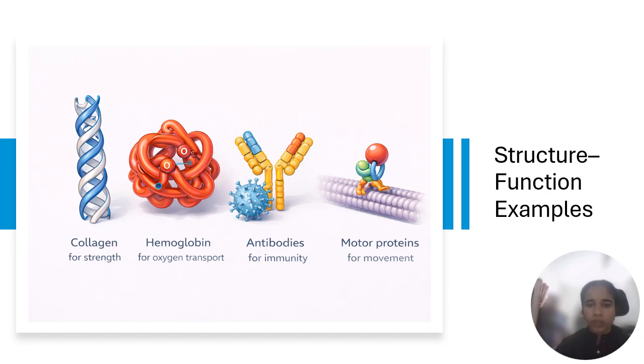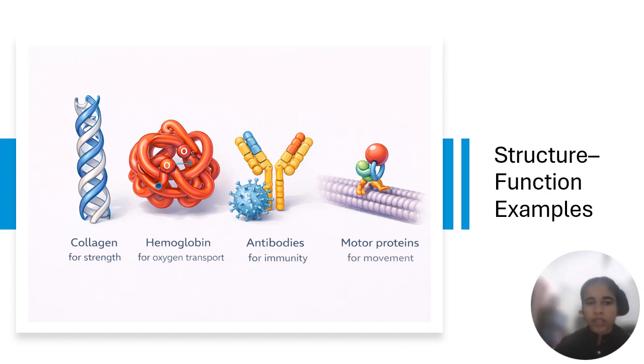Next, we have hemoglobin, a globular protein. It is found in red blood cells. Its compact folded structure creates pockets which help bind oxygen molecules. This allows hemoglobin to efficiently transport oxygen throughout the body. Then we have antibodies. Their Y-shaped structure is not random. It allows two arms to specifically recognize and bind to foreign particles like bacteria or viruses. This makes them perfect defense molecules for immunity.